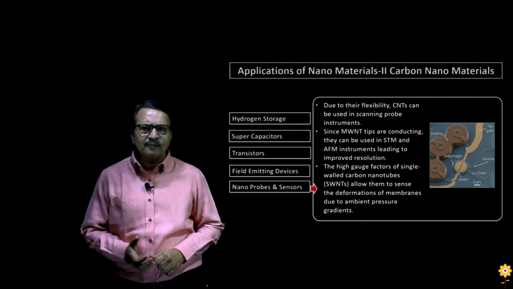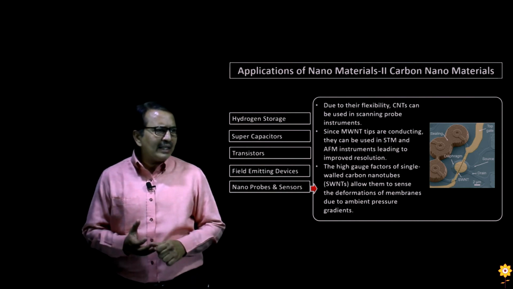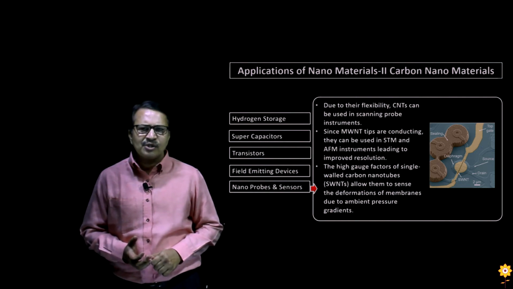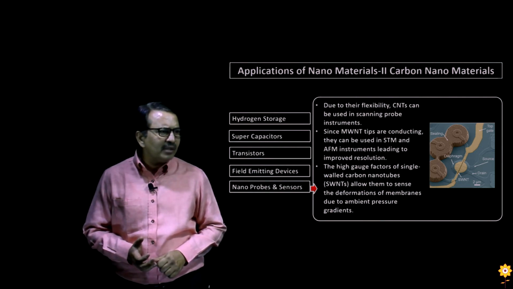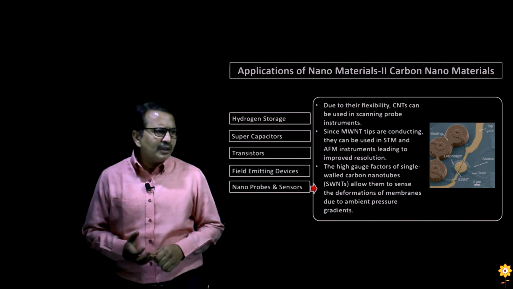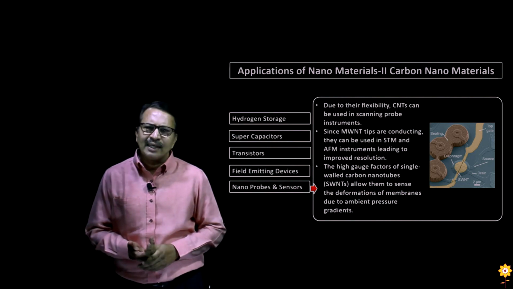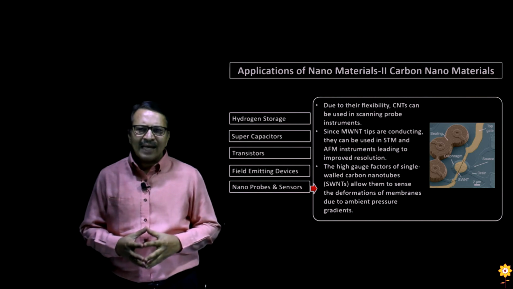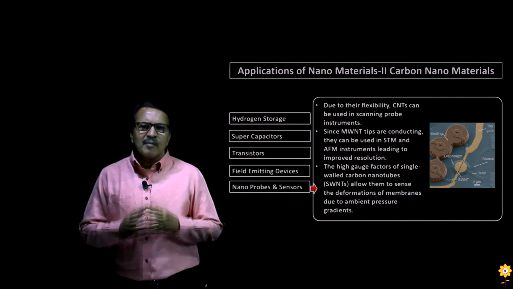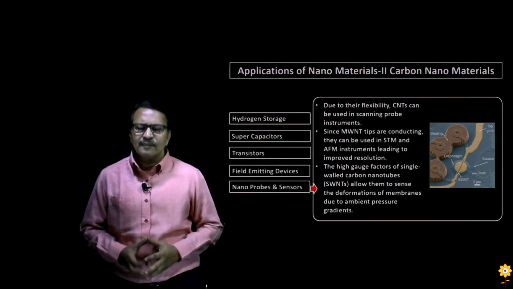Not only that, but due to the high gauge factor of single walled carbon nanotubes, that is SWNTs, these can be used to sense the deformation of membranes due to the ambient pressure gradients, and thus they can be a very important component of a pressure sensing device.